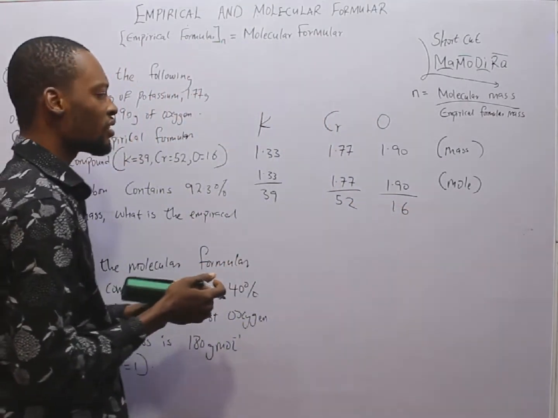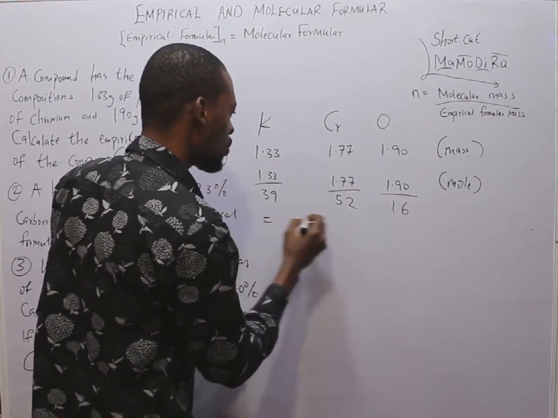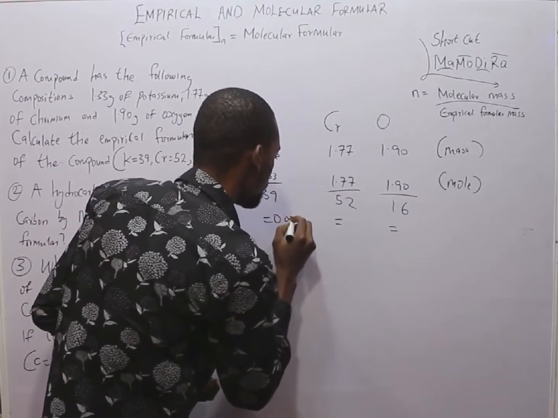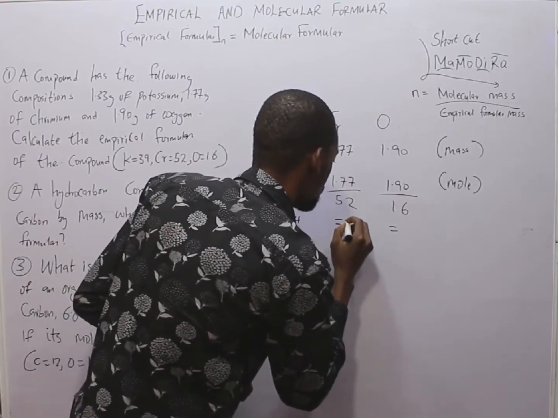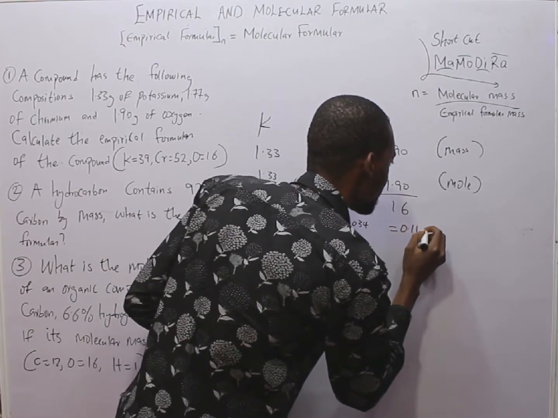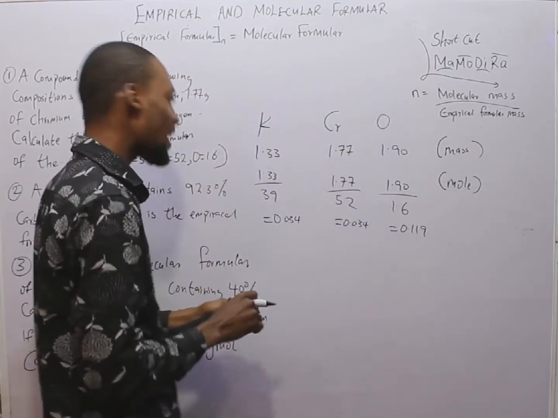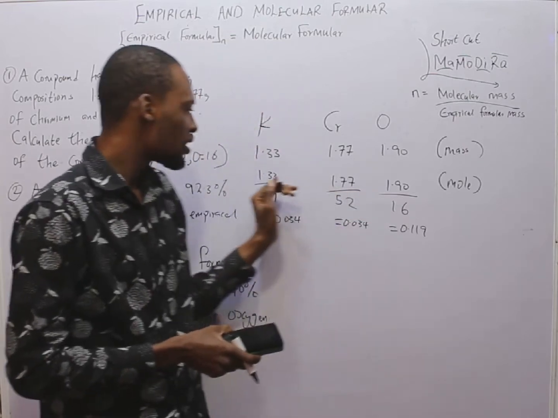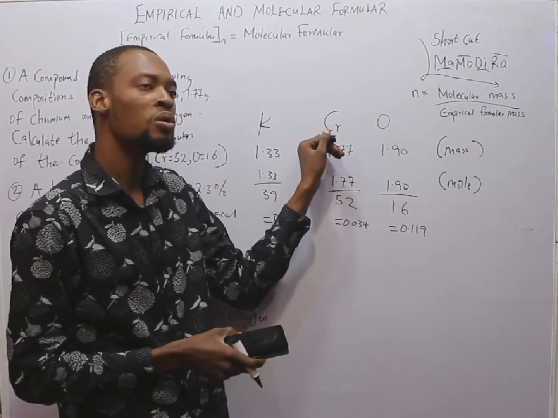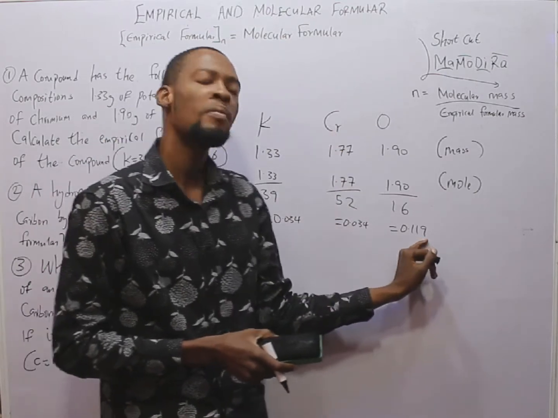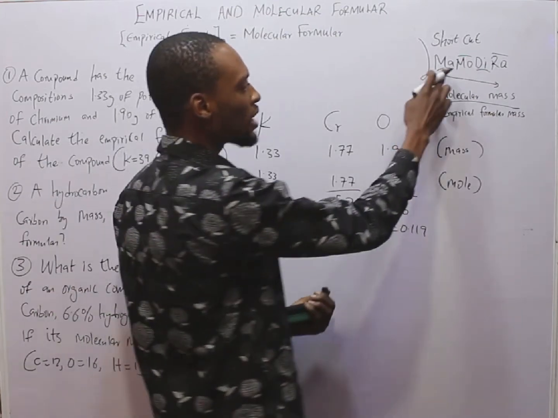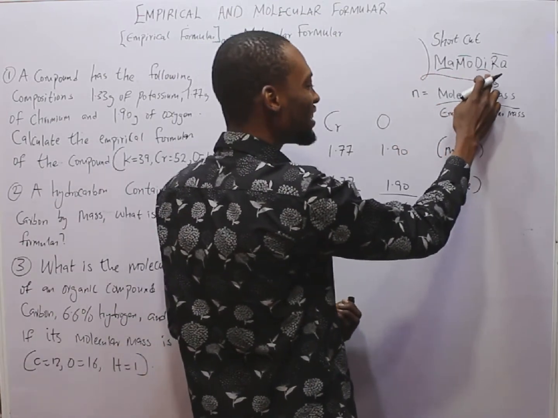Now that you've done this, what do you get? This equals 0.034, and this equals 0.034, and 0.119. This is what you should get. So the number of moles of potassium is this, the number of moles of chromium is this, and the number of moles of oxygen is this. What else? We are done with mass, we are done with mole, we are now in D.